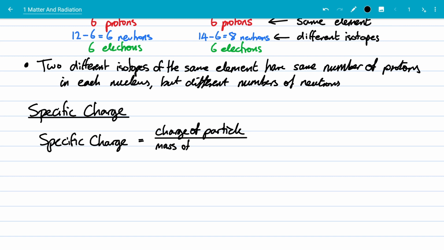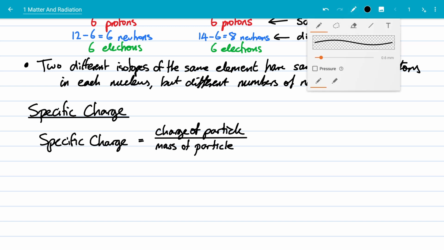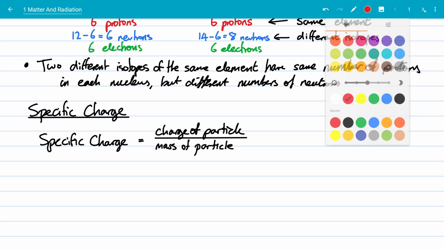So an atom has a specific charge of 0 because an atom has a charge of 0. But ions have a non-zero specific charge. Electrons have a non-zero specific charge. Protons have a non-zero specific charge. Neutrons, their specific charge is 0. So it's going to be quite important to be able to calculate that later on. And we'd usually give our answer in coulombs per kilogram, but it doesn't have to be. You could use any unit of charge you like.